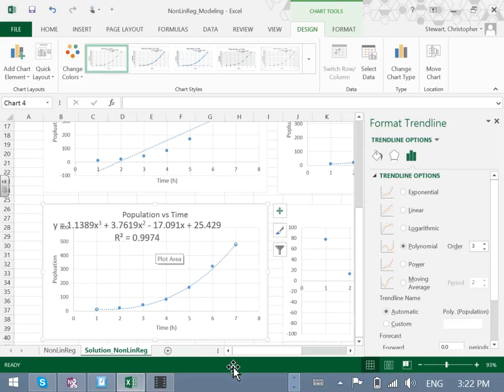Wow, 0.9974. Okay, this would be a quartic, and even better is the fit. But what we have to assess is also the reasonableness of the model to the context. So you can imagine that this shape of function wouldn't necessarily fit the trend or the pattern in how populations grow. Same thing with the cubic function.